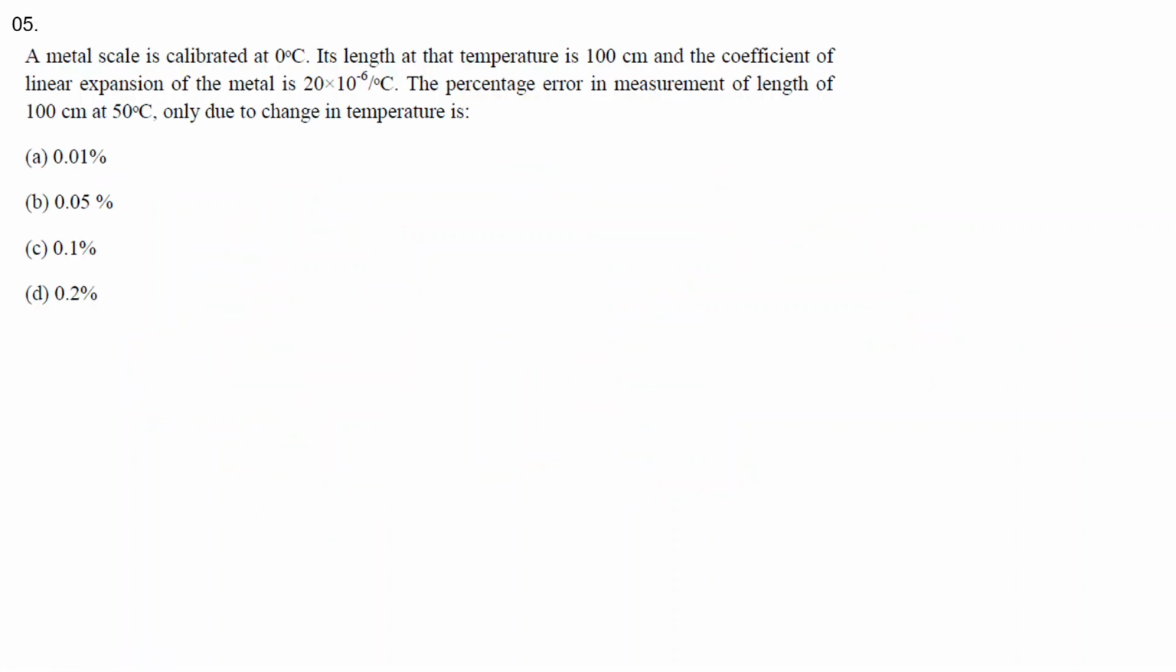The first question is: a metal scale is calibrated at 0 degree centigrade. Its length at that temperature is 100 centimeter. We have also been given the coefficient of linear expansion of the metal, alpha, to be 20 times 10 to the power minus 6 per degree centigrade. And we need to find the percentage error in measurement of length.